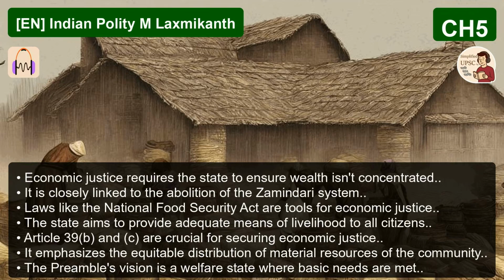Starting with social justice, how is that constitutionally secured? Social justice requires the equal treatment of all citizens without distinction based on caste, color, race, religion, or sex. Its security is multi-layered. How so? It's directly enforceable through fundamental rights like Article 15, the prohibition of discrimination, and Article 17, the abolition of untouchability. However, its full realization also demands proactive state action under the DPSPs. Like Article 38. Yes, Article 38, which mandates the state to secure a social order for the promotion of the welfare of the people.